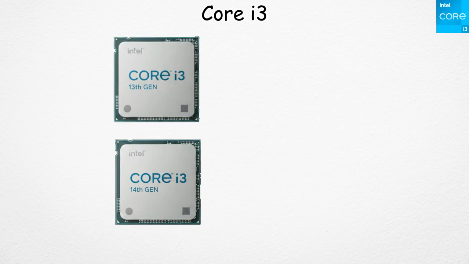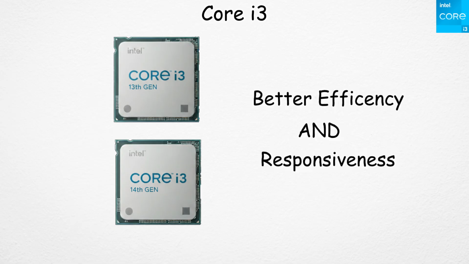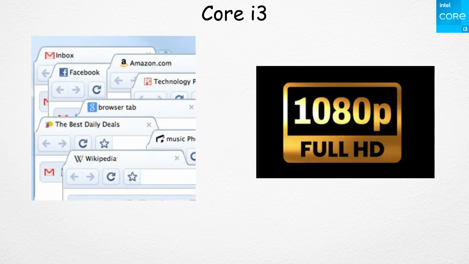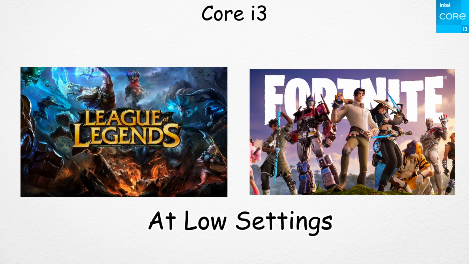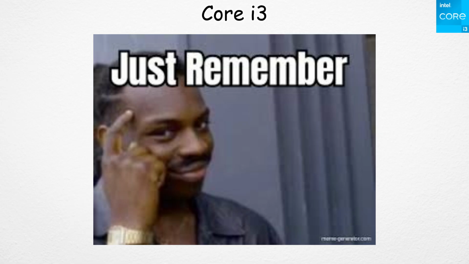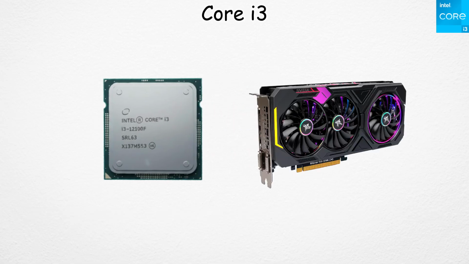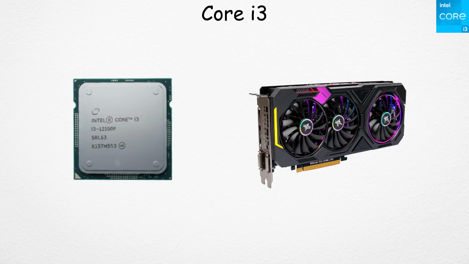On recent 13th, 14th gen models, you also get much better efficiency and responsiveness than older i3 chips. Recent i3 models typically pack 4 performance cores and up to 8 threads, which handles dozens of browser tabs, 1080p video playback, and even lighter esports titles like League of Legends or Fortnite at low settings without major issues. Just remember that the integrated graphics on non-F i3 chips are fine for media and light games, but you'll want a dedicated GPU for modern AAA titles.